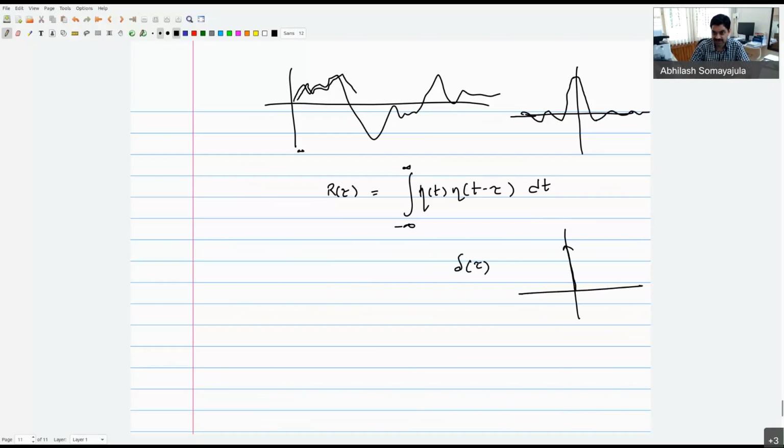Everybody knows what a Dirac delta function is? You've seen this before, right? Yes, sir. Vibration scores.